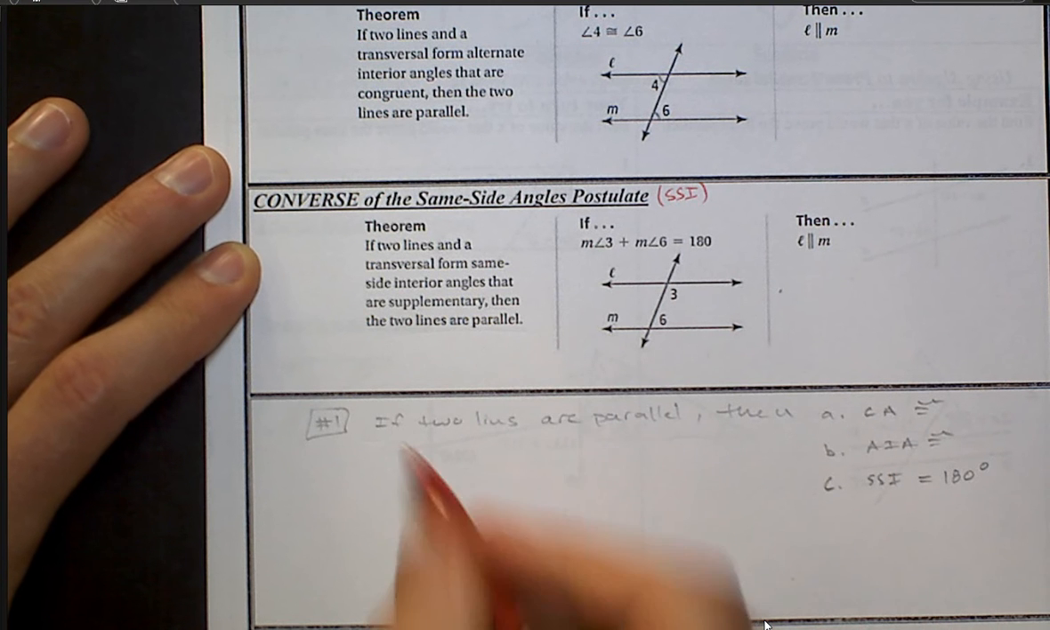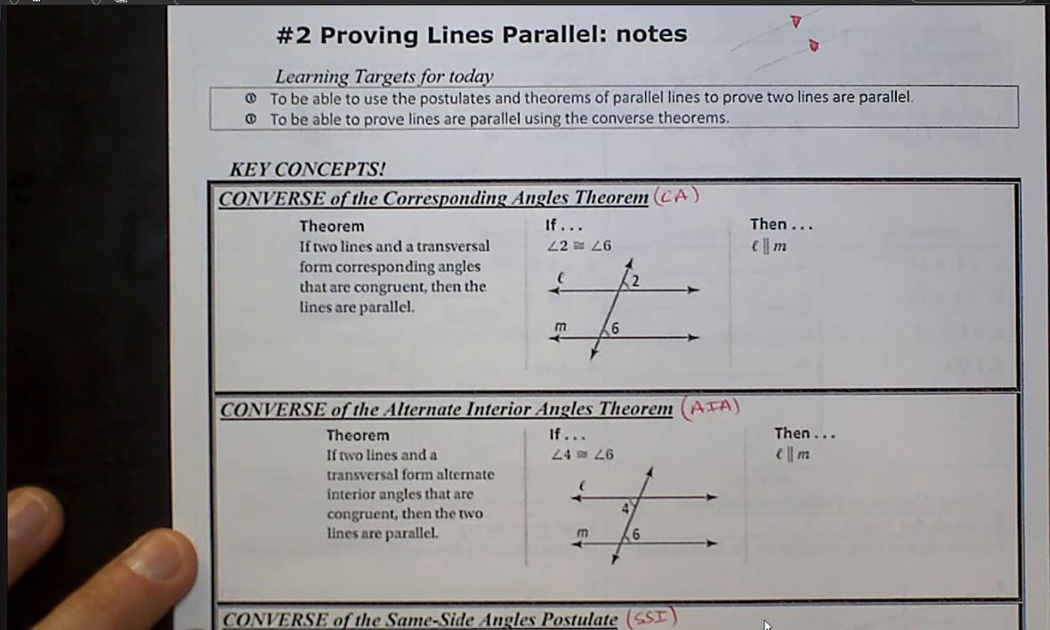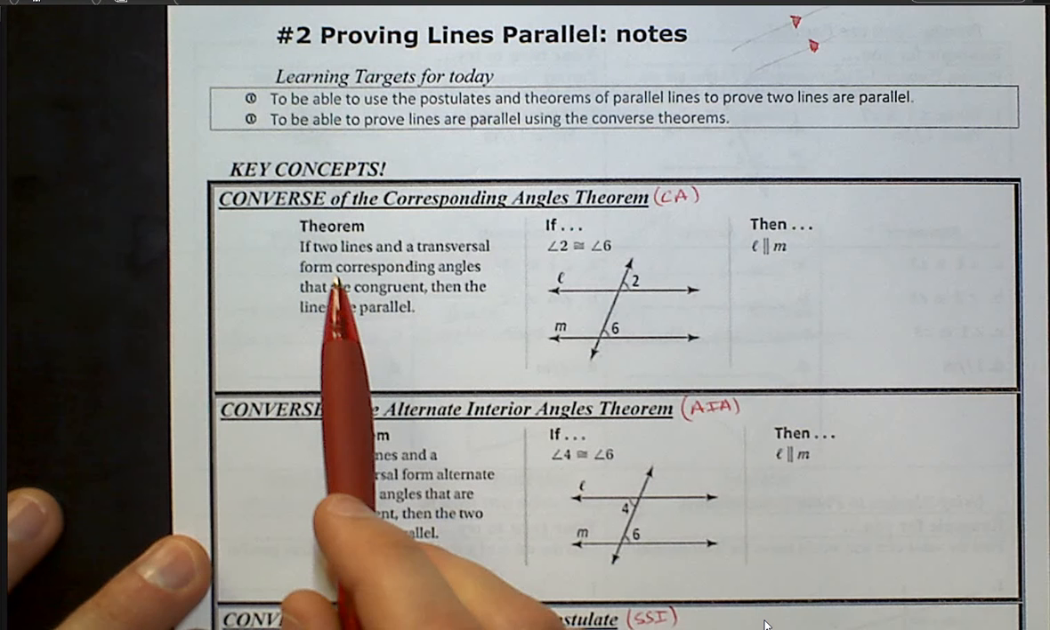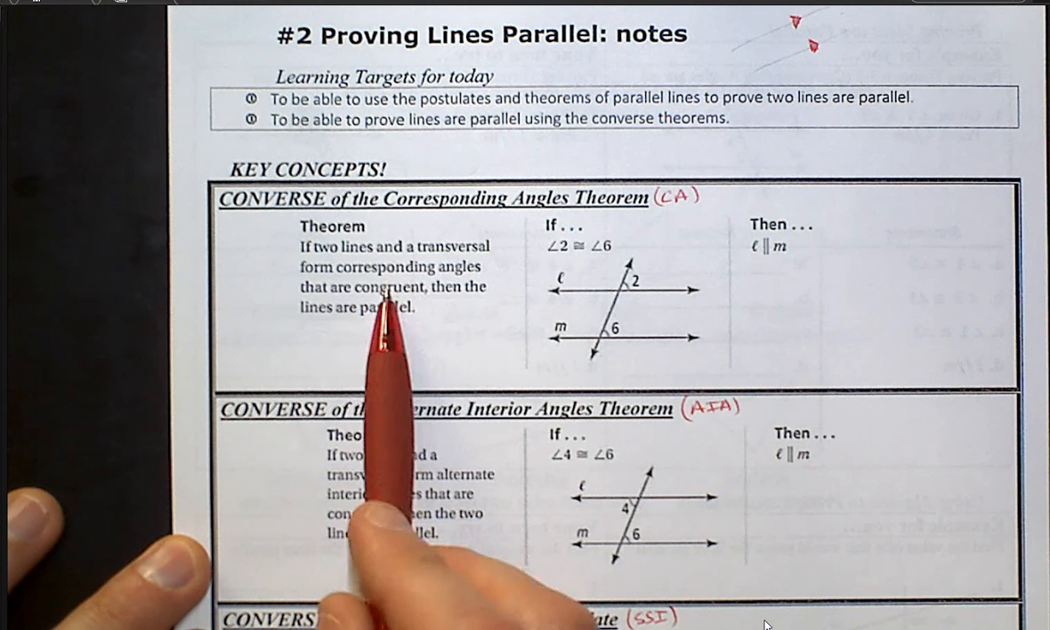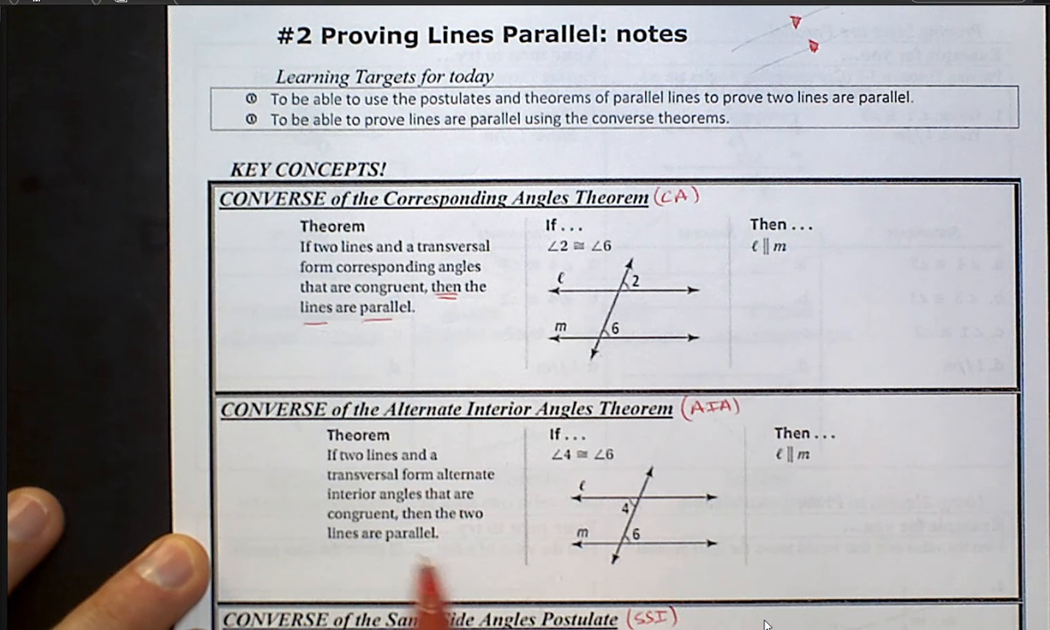So this was the conditional statement. There's your if, and there's your then. This is what we said in lesson 1: two lines are parallel, then the following are true. Today we're just doing the converse of that statement. If corresponding angles are congruent, then the lines are parallel. If alternate interior angles are congruent, then the two lines are parallel. Same thing with SSIs, equal supplementary, then the two lines are parallel.